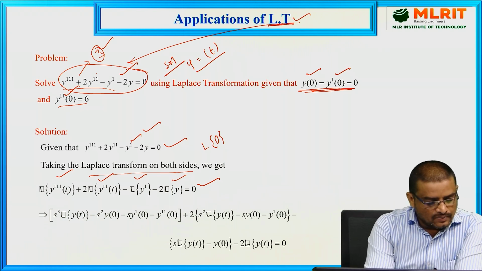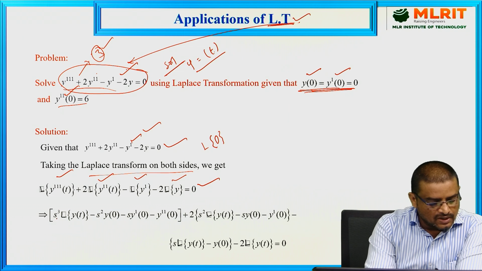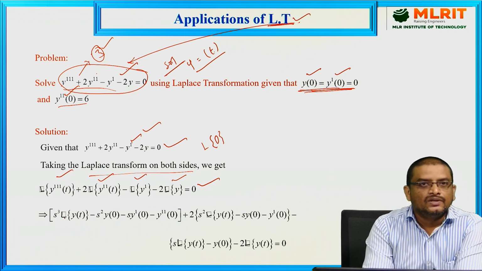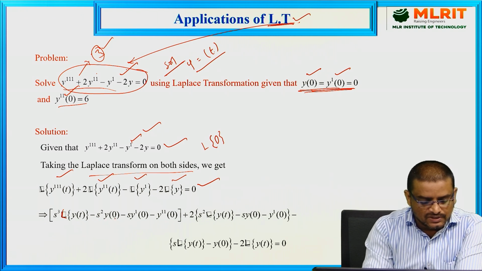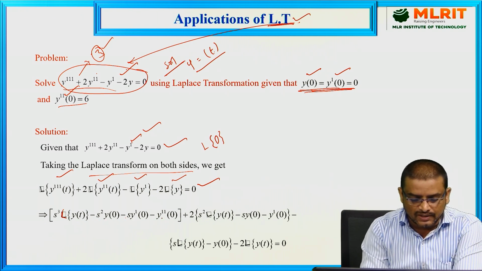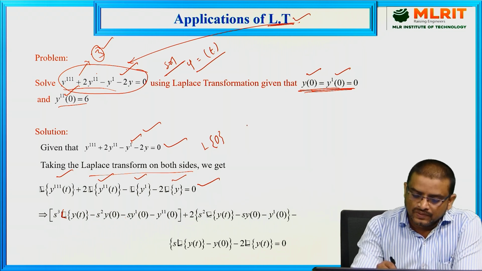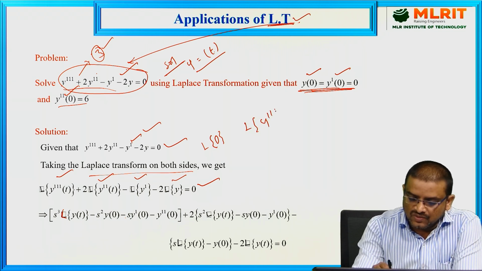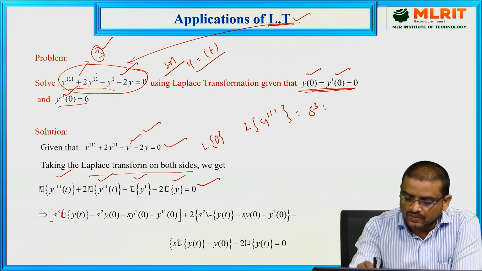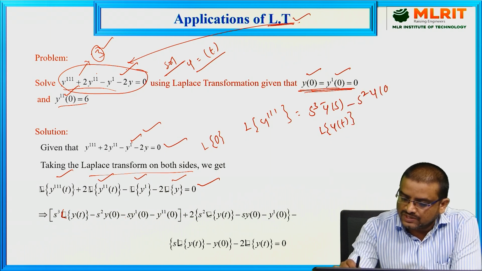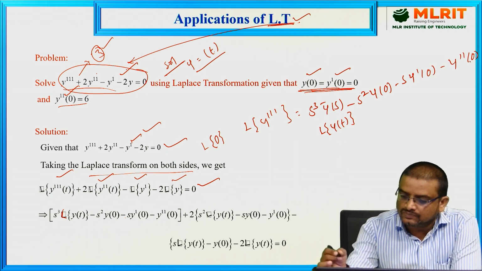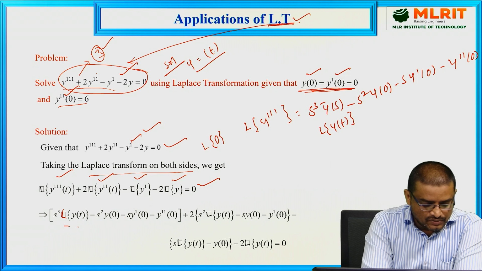So now use those formulas here. Laplace transform of y triple dash: the third derivative means we have to take s cube into the Laplace transform of y of t, minus s square into y of 0, minus s into y dash of 0, minus y double dash of 0. This is our formula. Laplace transform of y triple dash is equal to s cube y bar of s, or we can take it as the Laplace transform of y of t, both are the same, minus s square into y of 0 minus s into y dash of 0 minus y double dash of 0. That is the formula I have used.